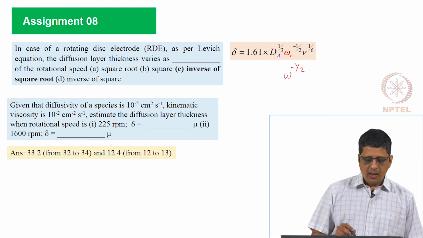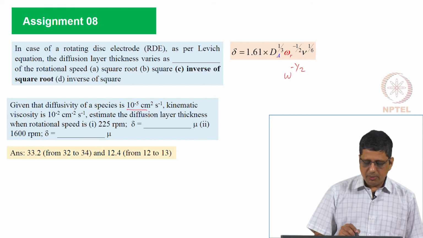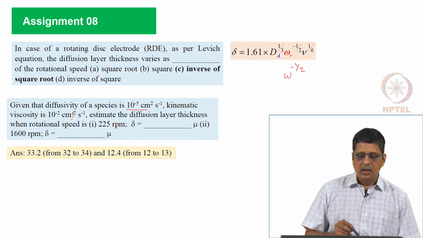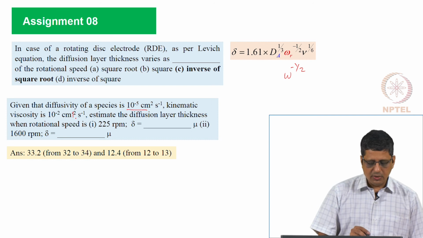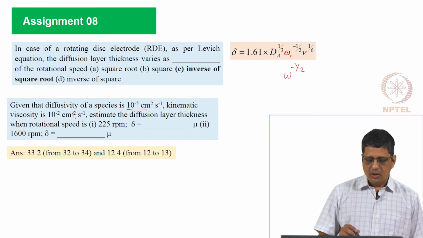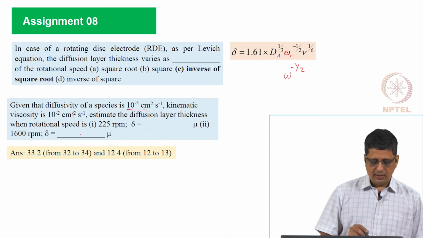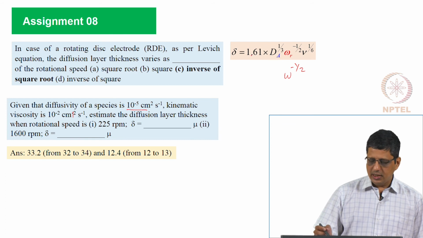Okay. And given a diffusivity value 10 power minus 5 centimeter squared per second, given the kinematic viscosity as 10 power minus 2 centimeter squared per second, estimate the diffusion layer thickness when the RPM is 225 or 1600. Of course, you can substitute the values here in this equation and make sure the units are correct. Then you would get delta value to be close to 33 micron if it is 225 RPM, about 12 micron if it is 1600 RPM.